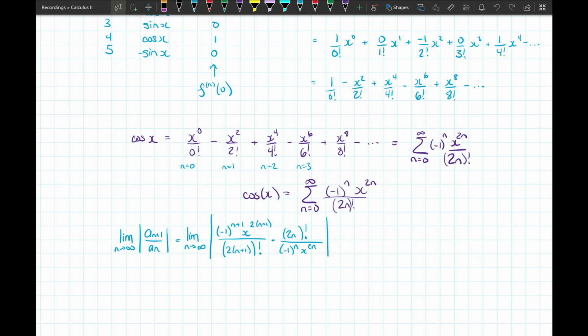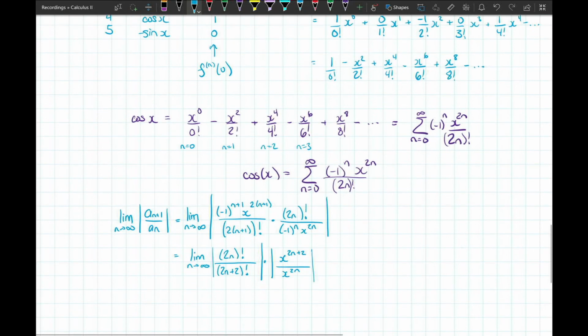That gives us -1 to the n plus 1 times x to the 2 times n plus 1. Be careful with these brackets. In the denominator, that is 2 times n plus 1, all factorial, and then multiply by the reciprocal of a_n again. Now, very conveniently, any factors of -1 when we take the absolute value are going to be equal to 1. So we can ignore those -1s because the absolute value of those is simply 1. Splitting up the other factors, we have one fraction of 2n factorial over (2n plus 2) factorial, and we have powers of x, x to the power 2n plus 2 over x to the 2n.